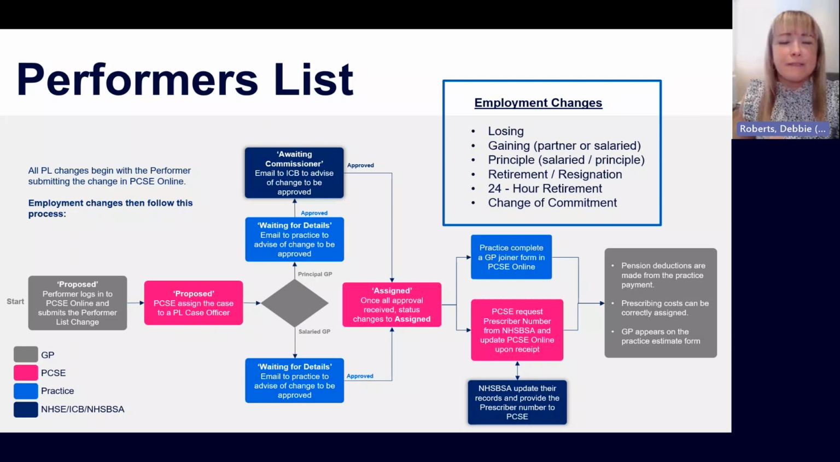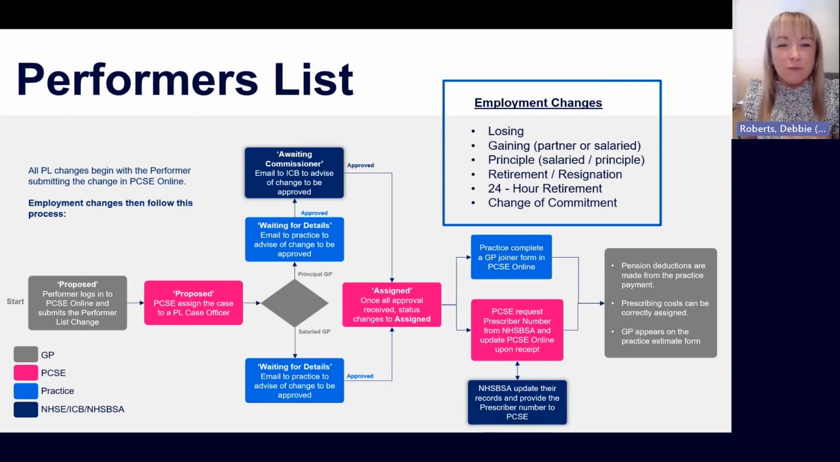Now, depending on what kind of request the GP has asked for, if it's a salaried GP, the practice will approve the change, and then that will come directly to PCSE, and we will just action the request as per our work instructions. If it's a partner that's joining the practice, so there's a contract change, once the practice have approved it, it will then ping over to the commissioner. So it'll be down to the ICB to then approve the case.